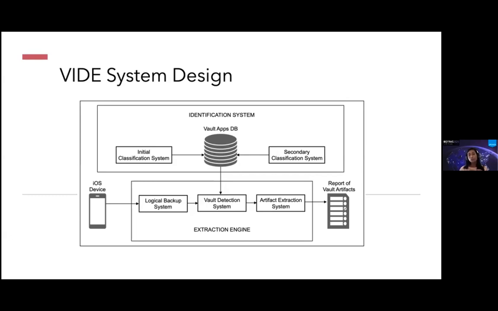And then using the Vault Apps DB that we have built, it can detect the vault applications that are installed on the mobile device and finally extract artifacts. Artifacts could include pictures, videos, any kind of secret passwords, notes, or any multimedia. It could be an audio clipping, any kind of recording, it could even be encrypted files. All these artifacts will be extracted, and this three-step phase is altogether done by the extraction engine. And then finally, we generate a report of all the artifacts that have been collected.